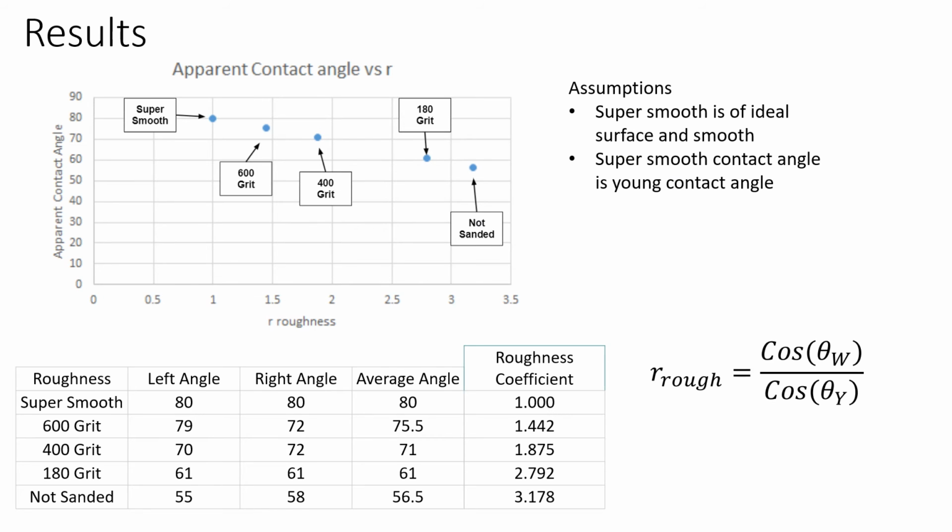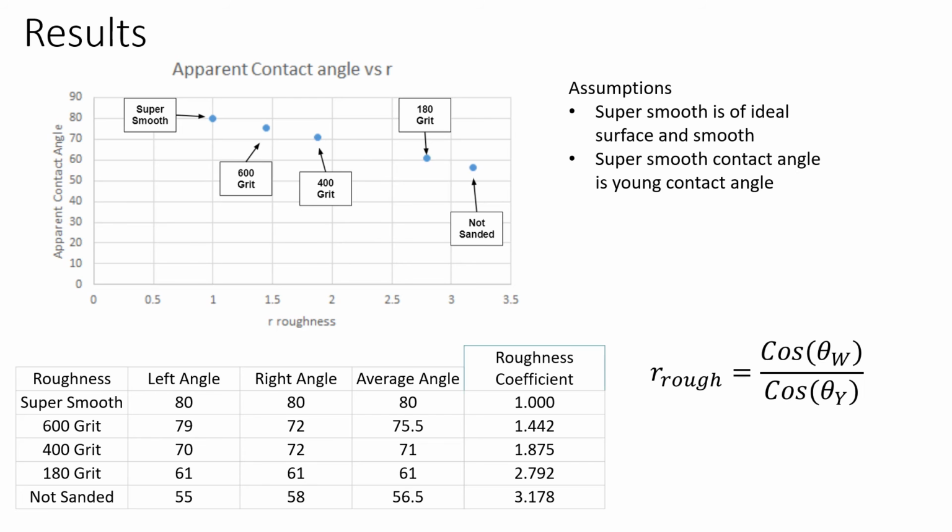So these are the results from my experiment. The super smooth surface gave us an average angle of 80 degrees. The 600 grit surface gave us an angle of 75.5 degrees. 400 grit gave us 71 degrees. 180 grit gave us 61 degrees. And the not sanded section gave us 56.5 degrees.